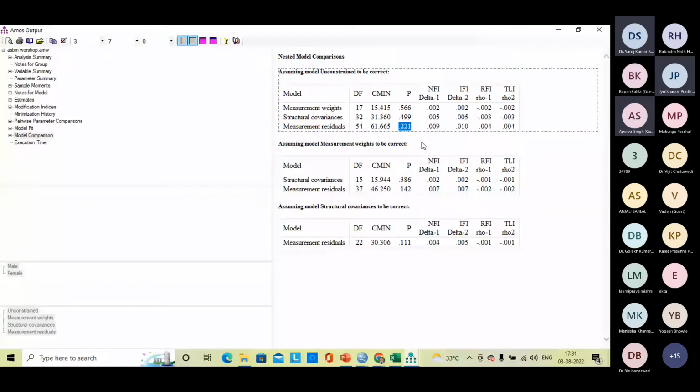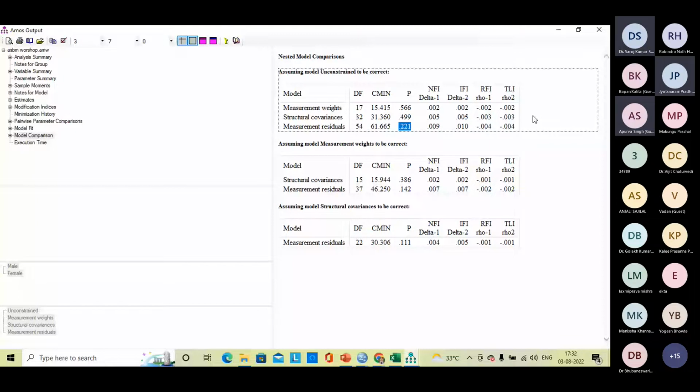The entire measurement model. Yes, sir. All of you clear till now? So this is what is called the first part of metric invariance. Now we will go to some other part of metric invariance.